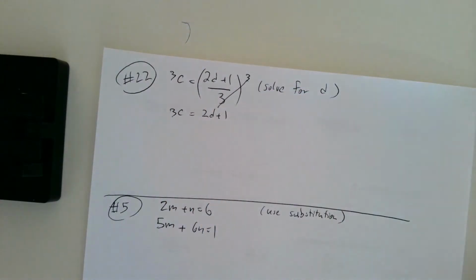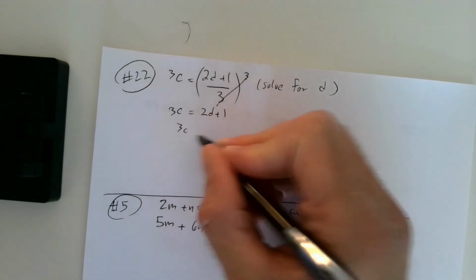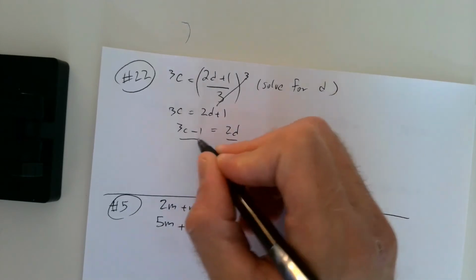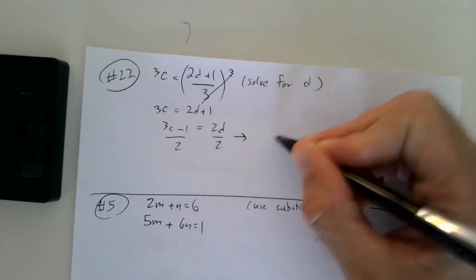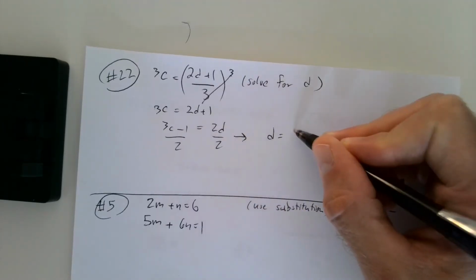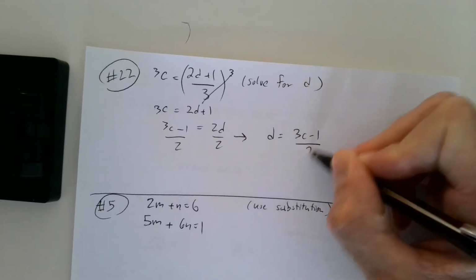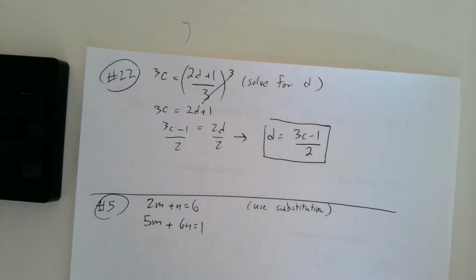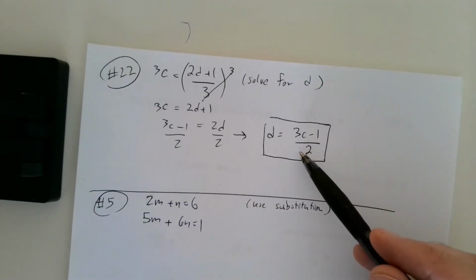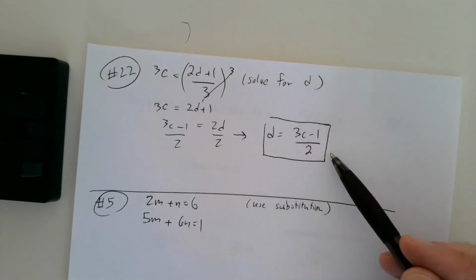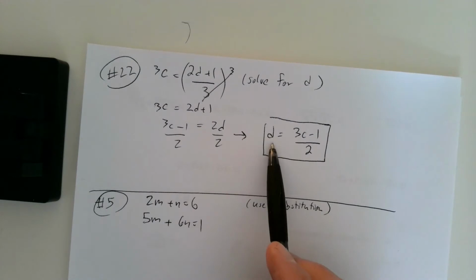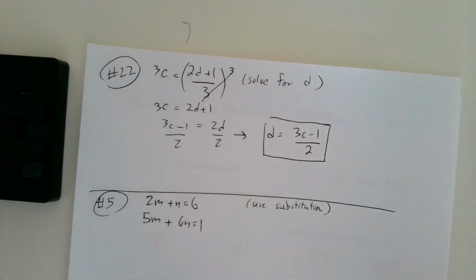And then from here we could just take away 1 on both sides and then divide by 2. So your final answer you can write as 3C minus 1, all divided by 2. And there are many ways you can write that. You could write 3C over 2 minus 1 over 2. You could also write it minus 1 over 2 plus 3C over 2. But we do want to just get D by itself, and that's pretty much it.